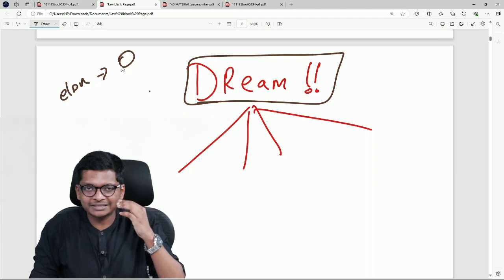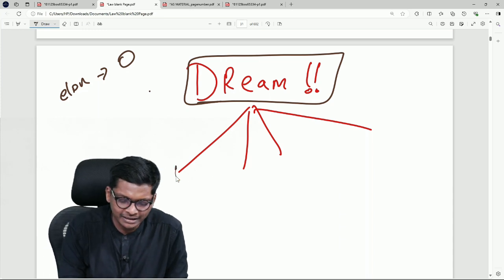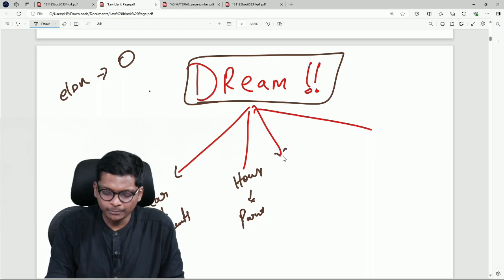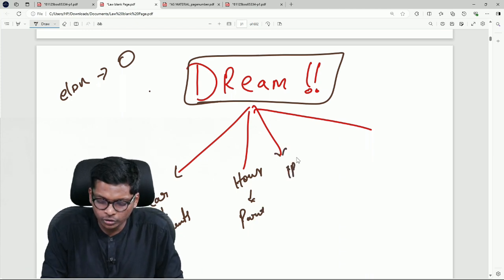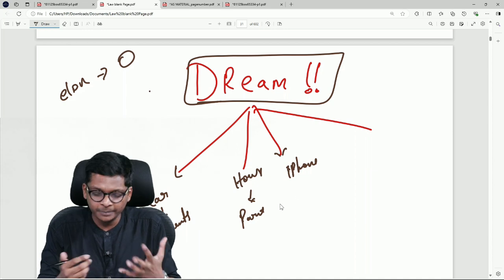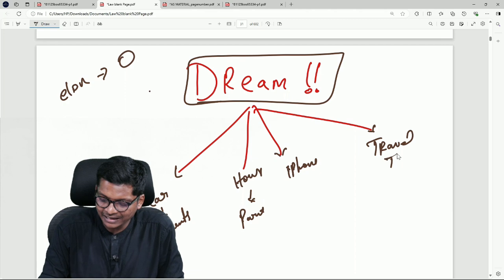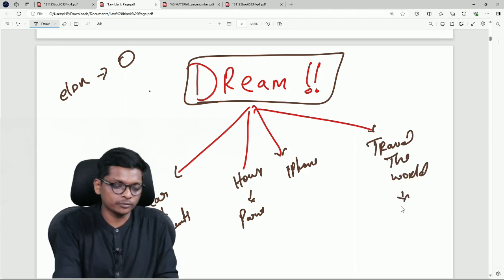So if Elon Musk can do it by himself, you can have a dream, small dream, like buying a car for your parents. Some people will be like, I want to build a house for my parents. Some of them for themselves, sir, I want to buy an iPhone, sir. Many people have that as a dream. For some people, they want to travel the world. They want to go for a world tour.